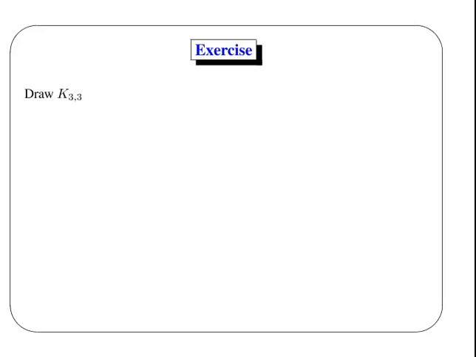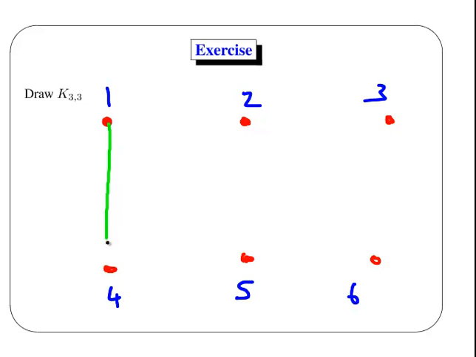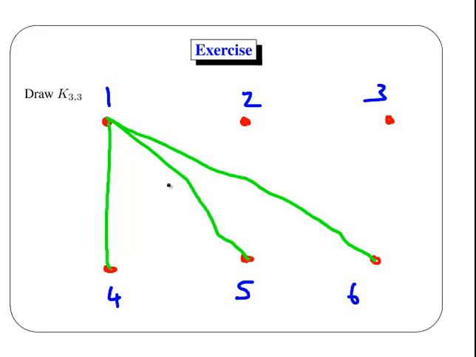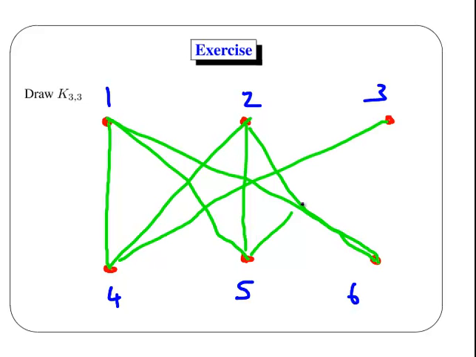So a little exercise here: draw K_3,3. Up top we will have the first group 1, 2, and 3. Down below we'll have the second group, and we'll denote them 4, 5, and 6. And we'll draw in the edges in green. So 1 is connected to 4, 1 is connected to 5, and 1 is connected to 6. 2 is connected to 4, 2 is connected to 5, 2 is connected to 6, and 3 is connected to 4, to 5, and to 6. So that is K_3,3.